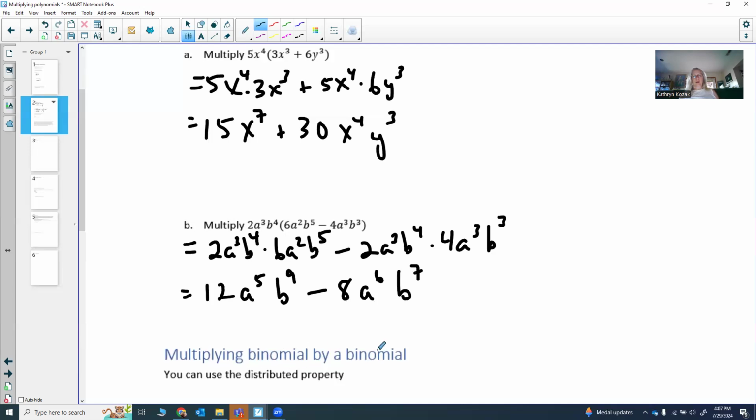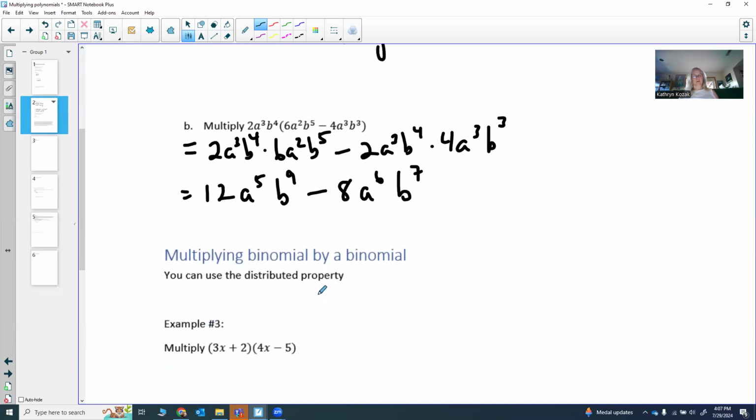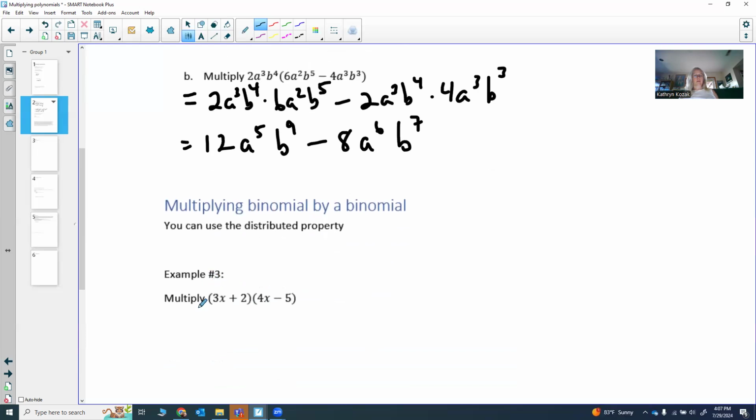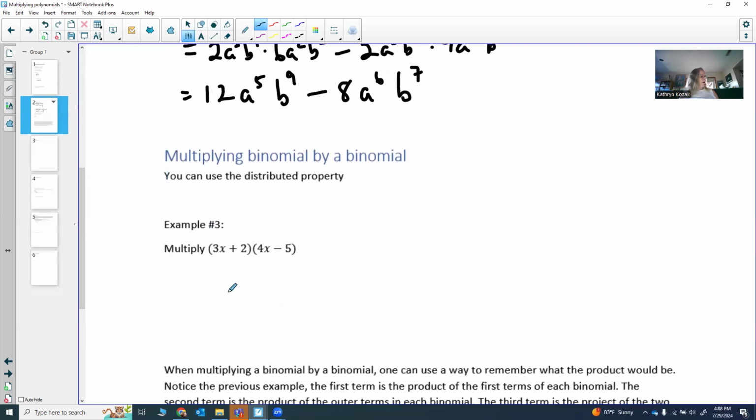Multiplying binomials by binomials, you can use the distributive property. So binomial means two terms, bi meaning two. So we want to multiply 3x plus 2 times 4x minus 5. So we're going to distribute 3x times the 4x minus 5 plus the 2 times the 4x minus 5. Just distributing this first one through to both things.